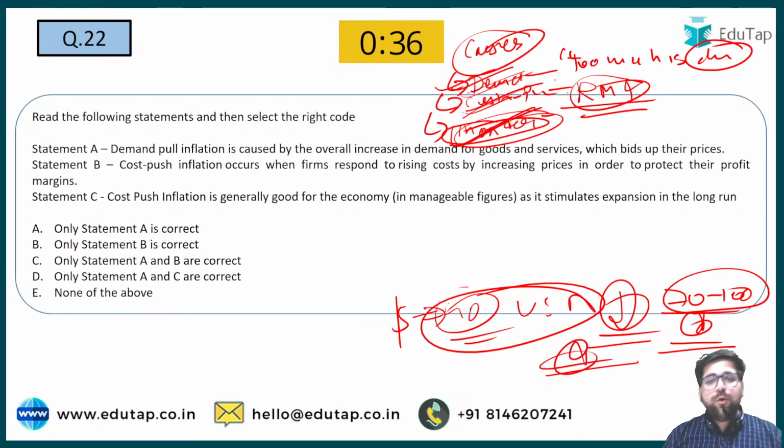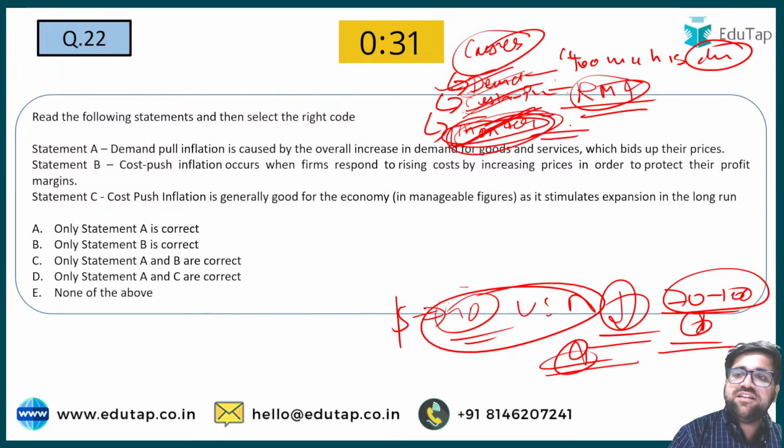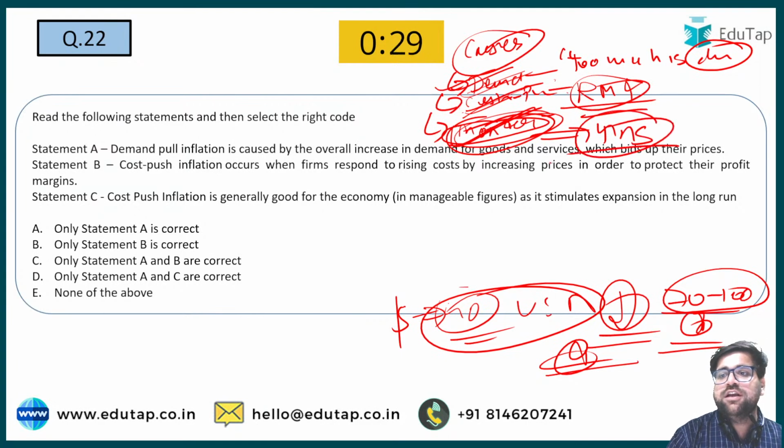Monetary inflation, again go back to the COVID time. Relate the concepts with your current happenings. What is monetary inflation? When the money supply in the economy is too much. When the money supply in the economy is too much, then monetary inflation will occur.